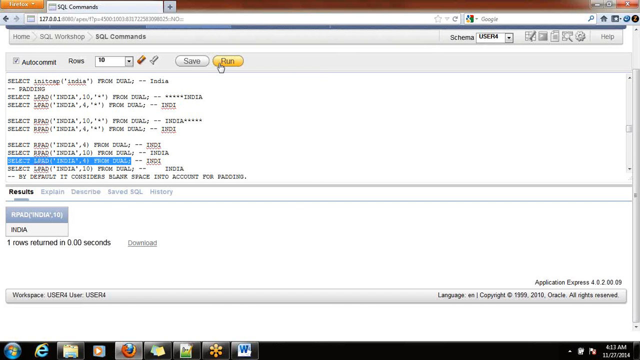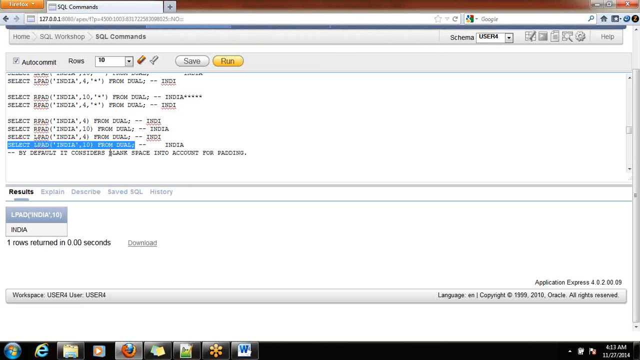And with left pad also, 2 arguments are possible. So by default, it considers blank space into account for padding if you don't give the third argument.